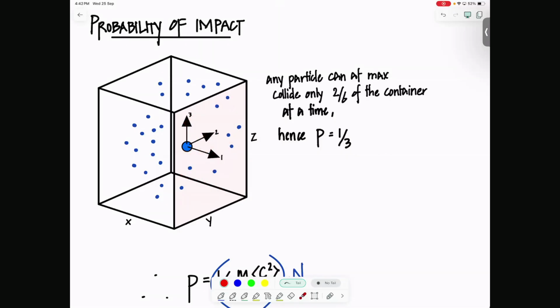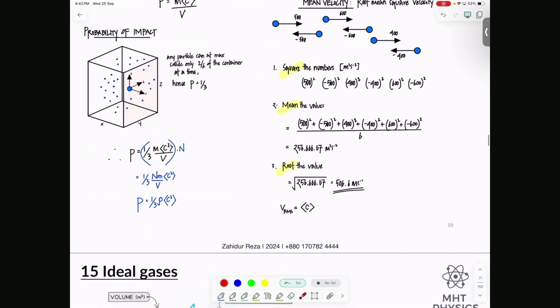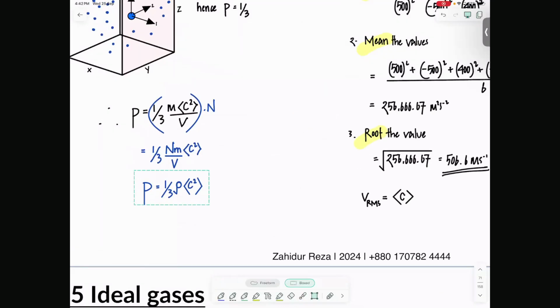33.33. Why? Because the ones that go this way can't collide. The ones that go that way can't collide. Only the particles that go this way can collide. What fraction is that of the total number of particles? 1/3. So right, that's the equation. P equals 1/3 rho c squared.